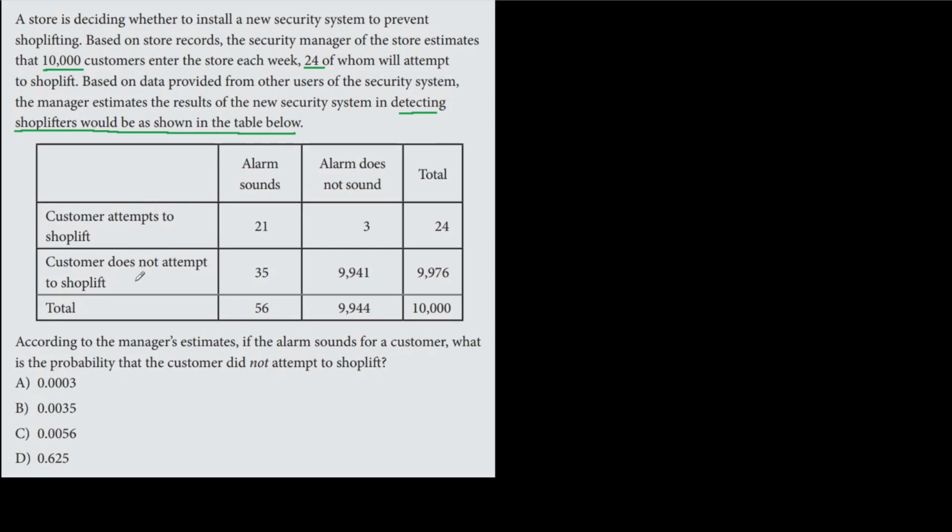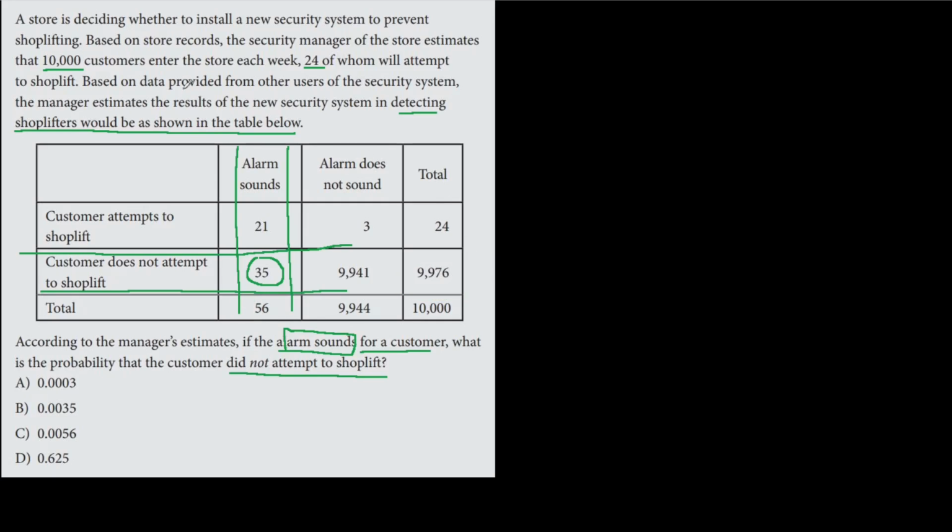According to the manager's estimates, if the alarm sounds for a customer, what is the probability that the customer did not attempt to shoplift? So we're looking for when the alarm sounds. What I like to do is use a method like boxing in. So we look right here. We're looking at when the alarm sounds and when they did not attempt to shoplift. So this is the number that we have: 35. Now we need to see whether it's over this or this.